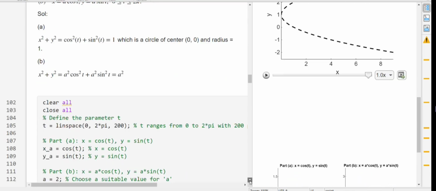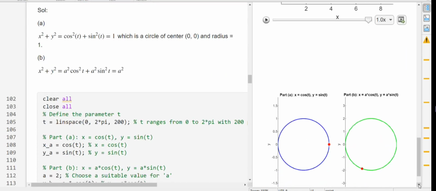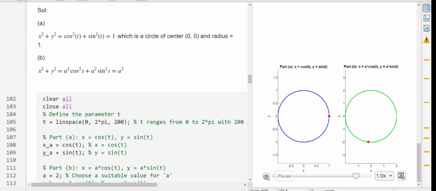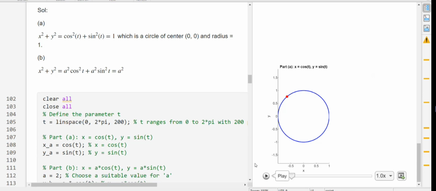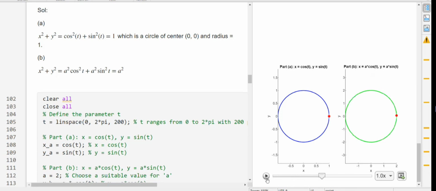So we see the animation over here. First, for example, I should run it again. You can see that there is a circular motion. The object has started its motion from here, then it was moving on the curve like this. This is the circle with center 0 and radius 1.